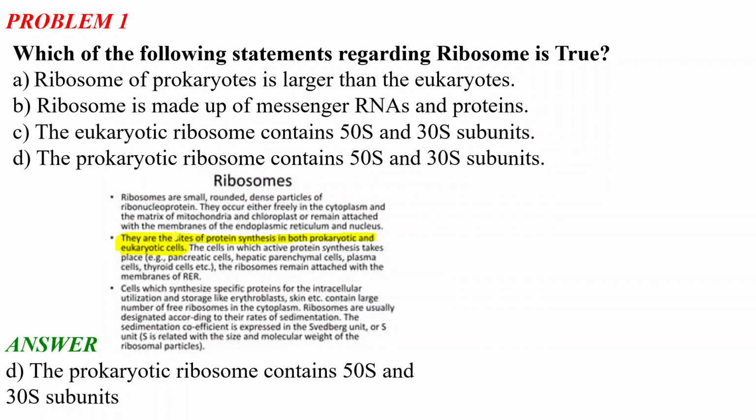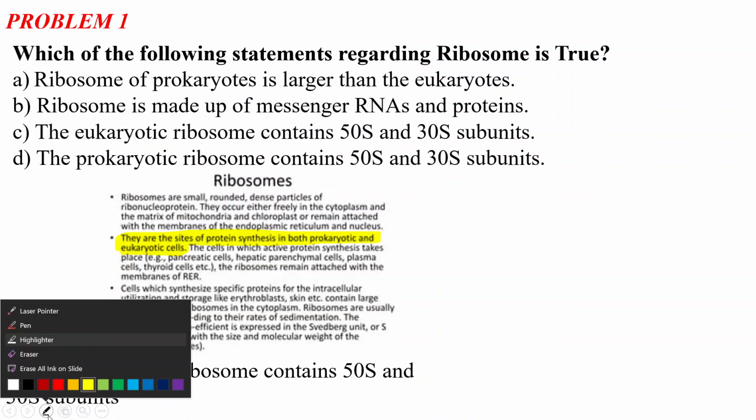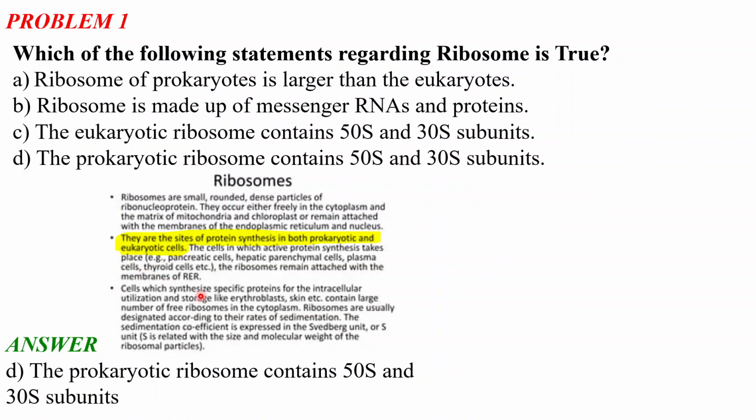If you are asked what is the site of protein synthesis, or what organelle participates in protein synthesis, the answer will be ribosome. In cells where active protein synthesis takes place, such as pancreatic cells, hepatic parenchymal cells, plasma cells and thyroid cells, the ribosomes remain attached with the membranes of the RER. Cells that synthesize specific proteins for intracellular utilization and storage, like erythroblasts and skin cells, have a large number of free ribosomes in the cytoplasm.